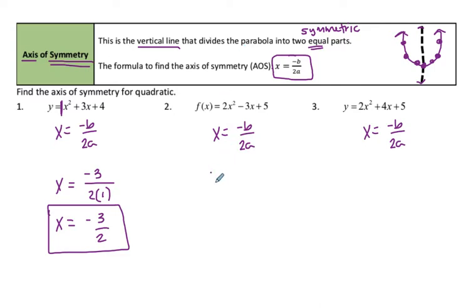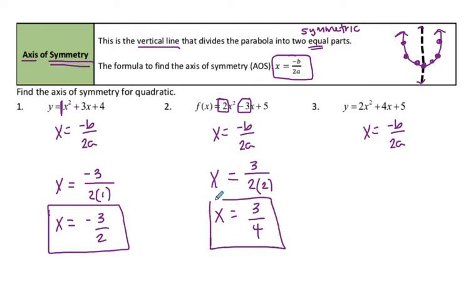On number 2, we're going to have x equals, okay, we have my A here, my B here. Notice I'm boxing in the sign with it. Opposite of B. What's the opposite of negative 3? It's positive 3 over 2 times A, which is 2. And I simplify. Notice that I'm keeping this as a fraction. 2 times 2, I get 4 here. I'm just leaving it. I'm not putting it to the decimal. I'm not rounding it.